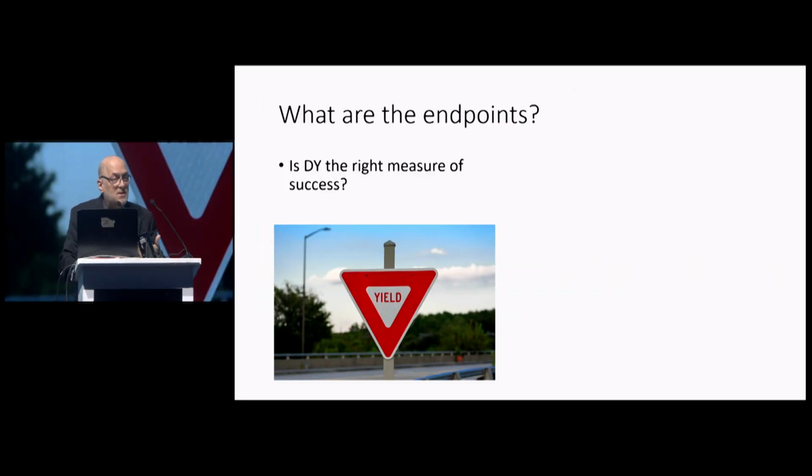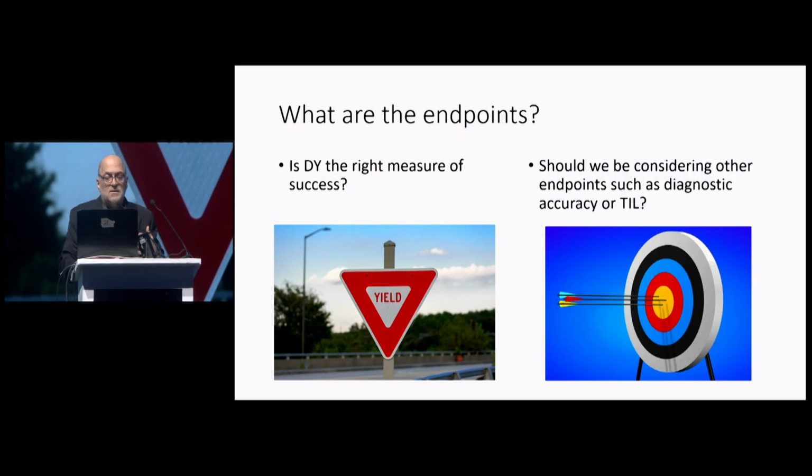And what are the correct endpoints? Is diagnostic yield really the right measure of success? Should we consider other endpoints, such as diagnostic accuracy, such as tool in lesion? I would argue that a radiographic tool in lesion, if I could put a needle out into a nodule, prove that the needle is in that nodule radiographically, I think that I've done exactly what the technology prepared me to do. Everything else after that is completely separate from the technology. How I do the biopsy, how the slide is prepped, how the pathologist reads it. So I would perhaps argue that tool in lesion may be a better surrogate than diagnostic yield. Again, these aren't things that are discussed right now in our medical literature.